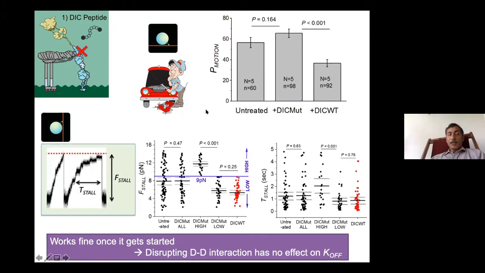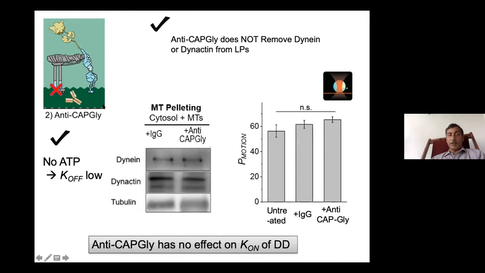So this interaction between dynein and dynactin is required for dynein to get started, but once it gets started, it has no problem even if this interaction is disrupted.